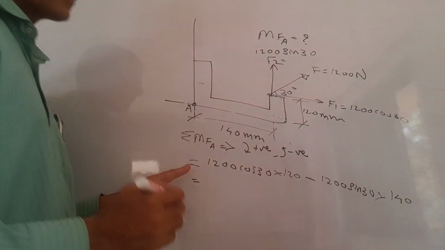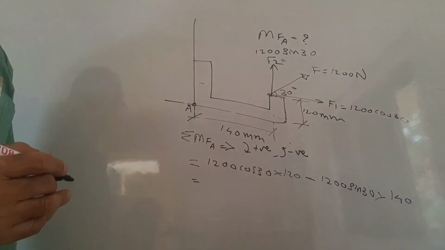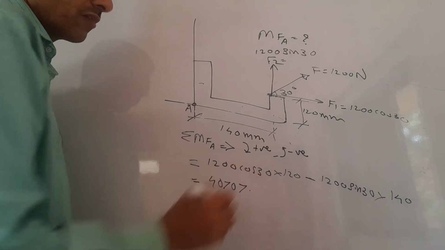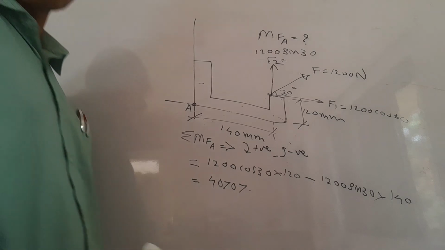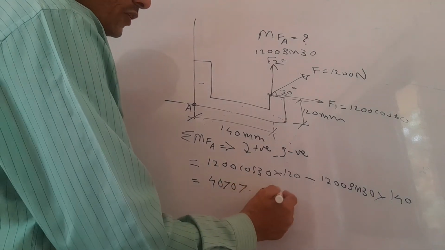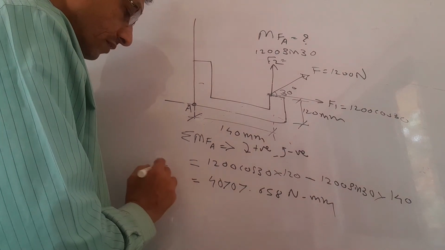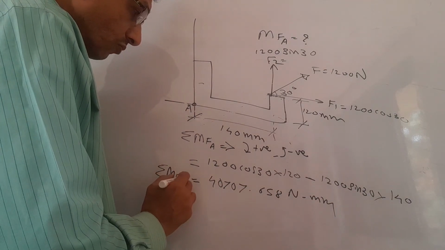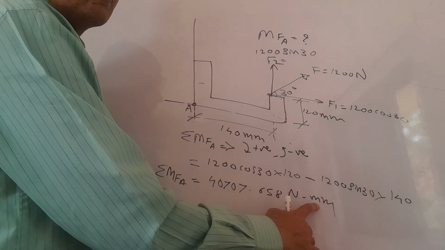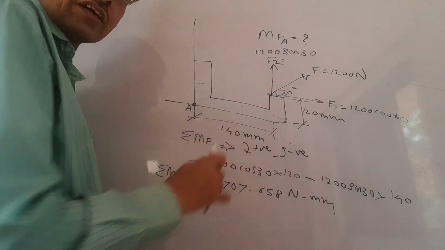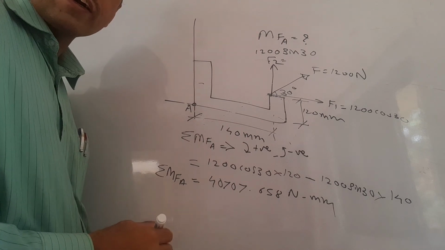Now the answer which I get is 40707.658 Newton millimeter, because moment is measured in Newton millimeter, since the distance given here is in millimeter. That's fine. Understood?